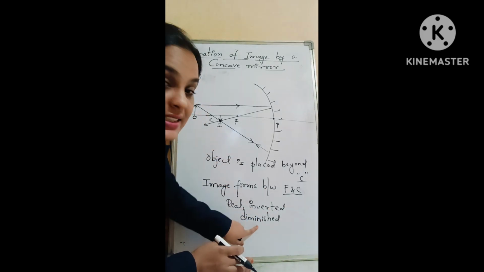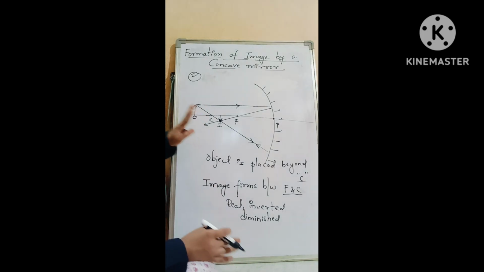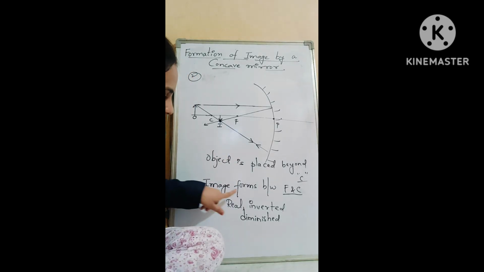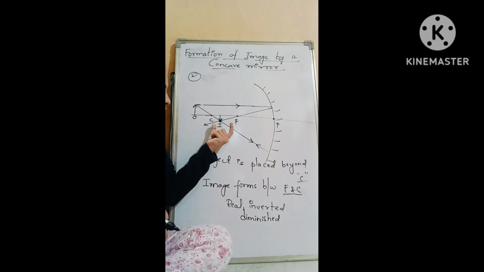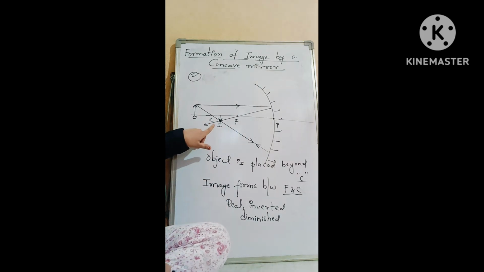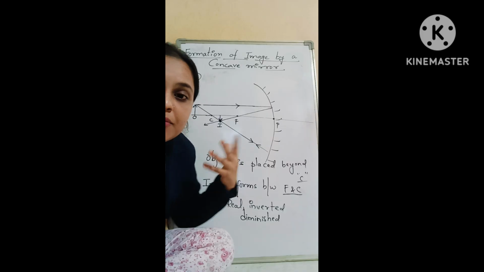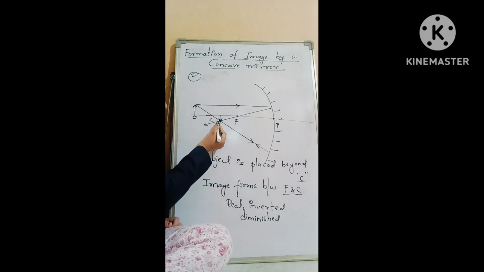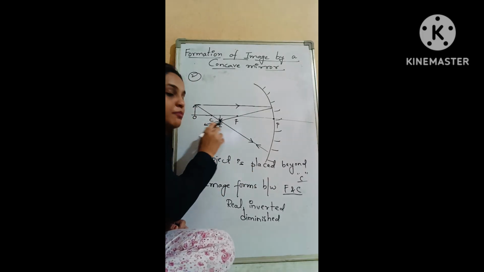So image size is diminished, means smaller compared to the object size. Now here many students will get the confusion that we are writing image forms in between F and C. They'll think that the image will exactly form in between F and C. For example, for me, the image forms in between F and C, but not exactly at the center. See, image can be formed in between C and F anywhere. At this position, at this position, at this position. But it should form in between F and C. Wherever you will get the image, but it should be in between F and C.